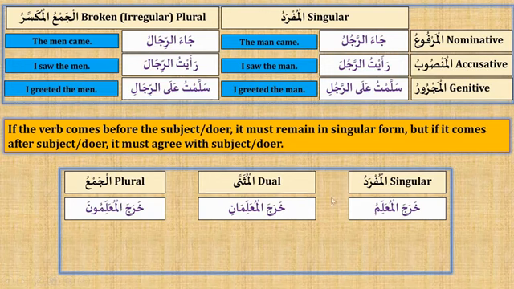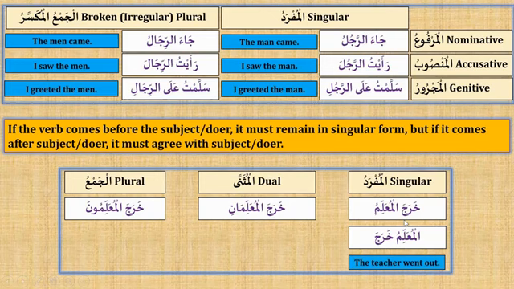As we see, in all cases, the verb remains singular in the beginning if it comes before the subject or doer. المعلم خرج both means the teacher went out, but it is more accurate to say it in the first way.